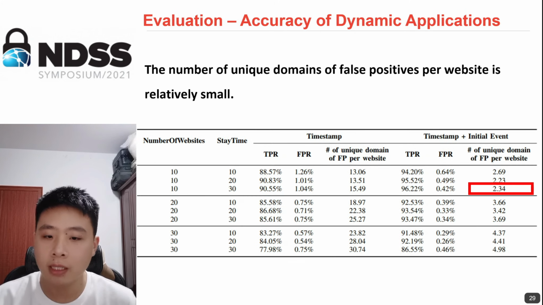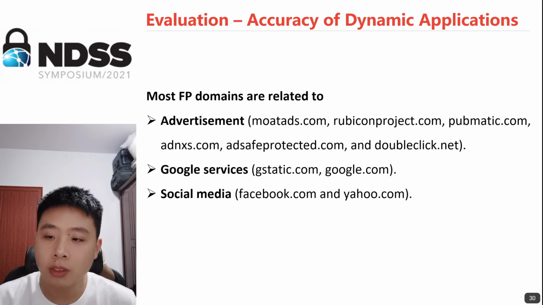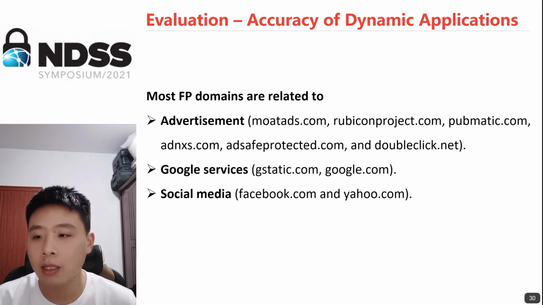However, it still has some false positives because some websites create a new socket in the background. However, the number of unique domains of false positives is relatively small. We can see most of them are related to advertisements, Google servers, or social media.